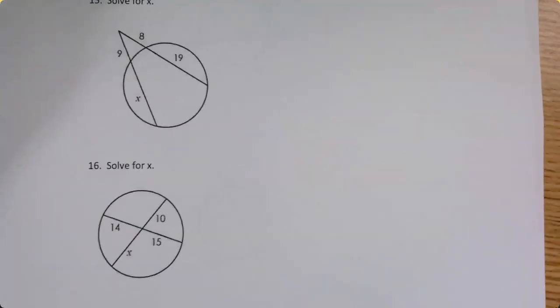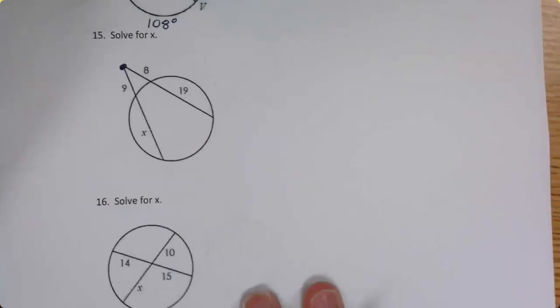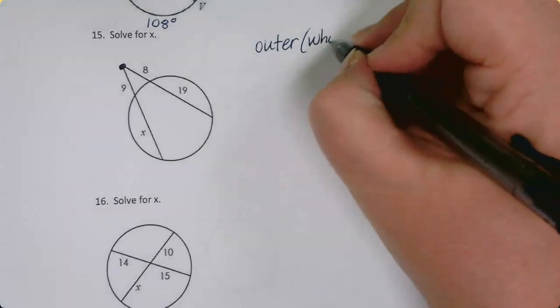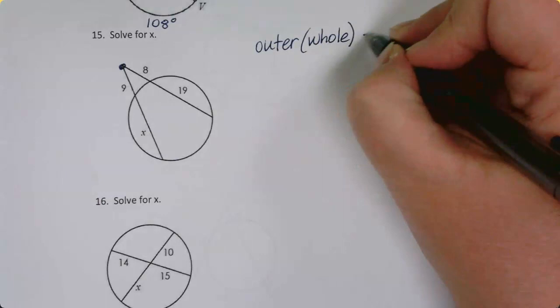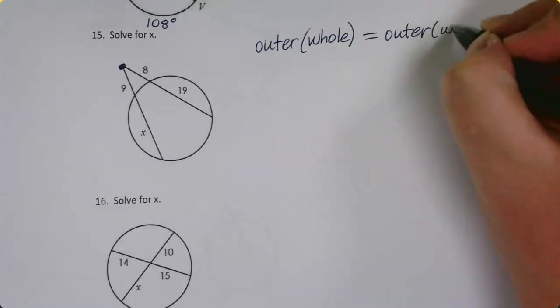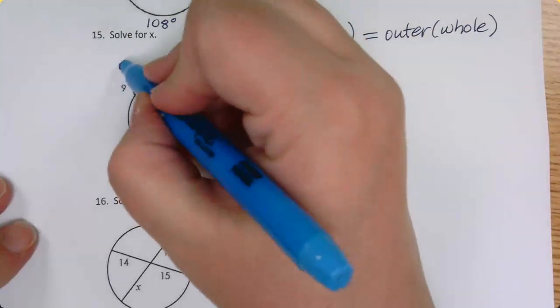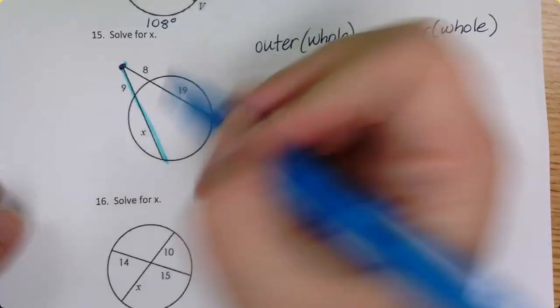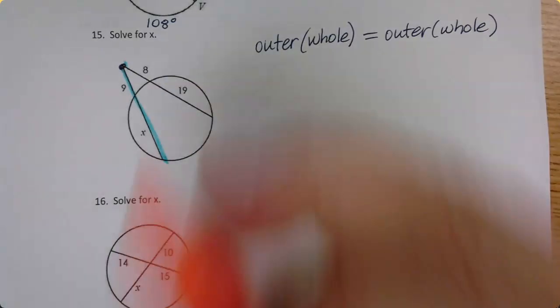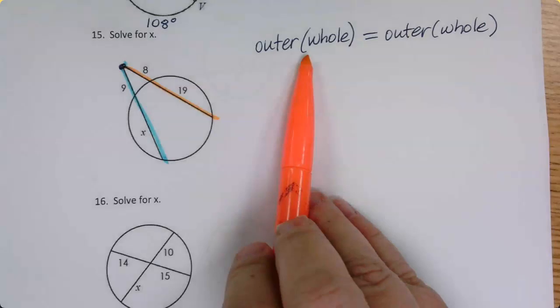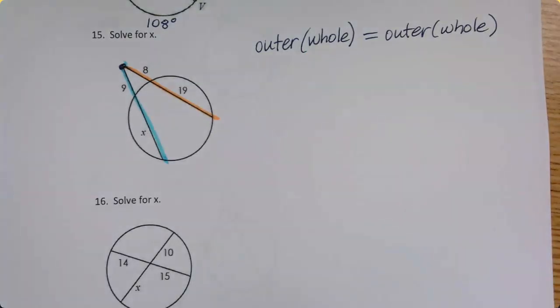All right, so looking at number 15 here, these segments meet outside the circle. So I'm going to use that very same rule I was just looking at. I write it this way usually: the outer part times the whole thing on one segment equals the outer part times the whole thing on the other segment. What I mean by one segment is the whole thing here, and here's the other one I'm comparing. So one color is one side of this equation and the other color is the other side.